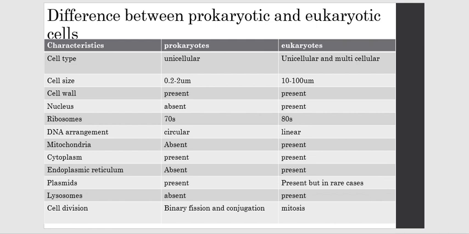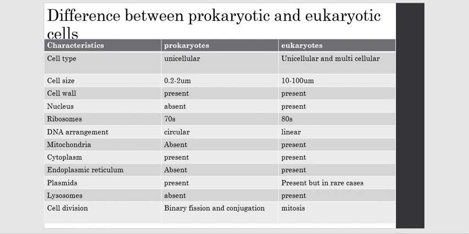Nucleus is absent in prokaryotes because their nucleoid region is just a bunch of chromosomes, and it is present in eukaryotes. Ribosomes of prokaryotes are 70S, and those of eukaryotes are 80S. DNA arrangement in prokaryotes is circular, and in eukaryotes it is linear. Mitochondria is absent in prokaryotes because they do not have double membranous organelles, and in eukaryotes it is present. Cytoplasm is present in both.